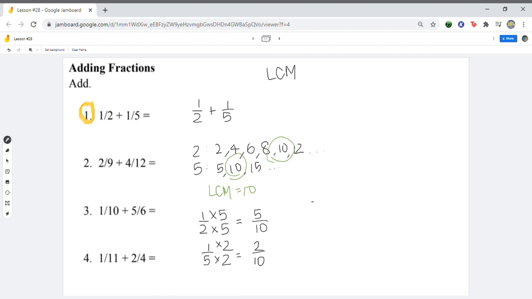Now we have our new fractions, 5 over 10 plus 2 over 10, and these fractions now have a common denominator of 10. So this common denominator is going to be the denominator of your final answer, and now we just have to add 5 plus 2 to get your numerator. So your final answer for number 1 should be 7 over 10. And that's it for today.